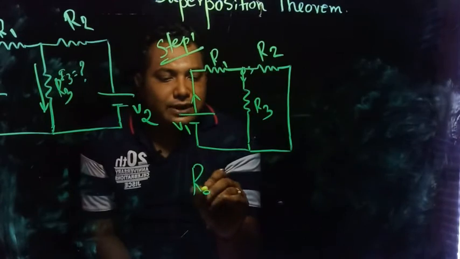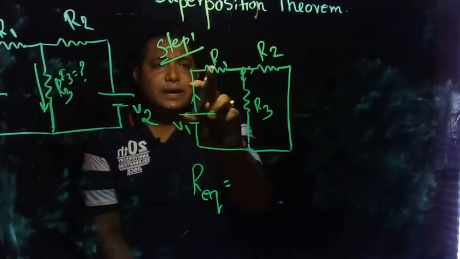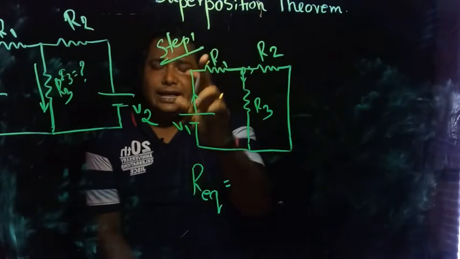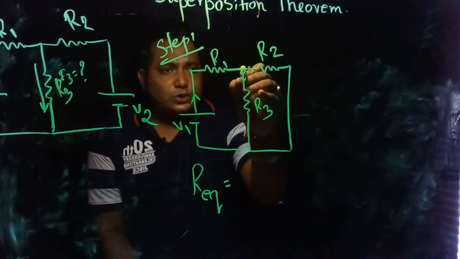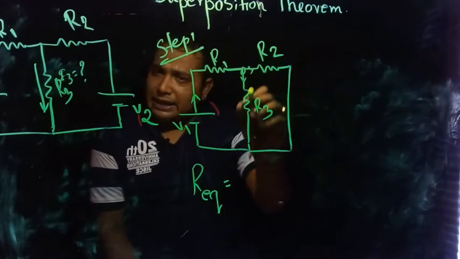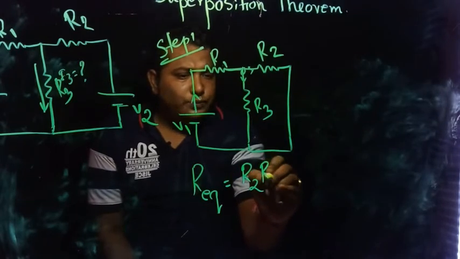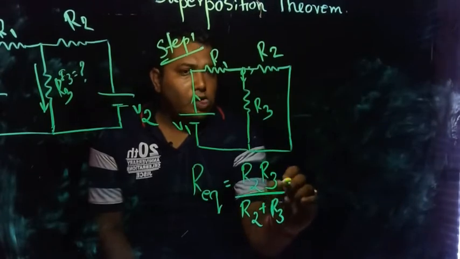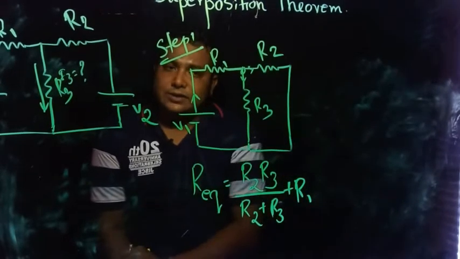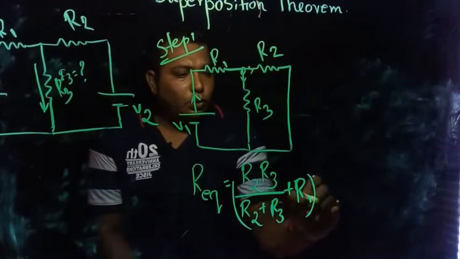So what is the equivalent resistance? The current passes first through R1, then it flows through R2 and R3. At this node these two are dividing, so these two are in parallel, and with that R1 is in series. So R2 and R3 in parallel, with R1 in series. This will give us the total equivalent resistance in ohms, correct?